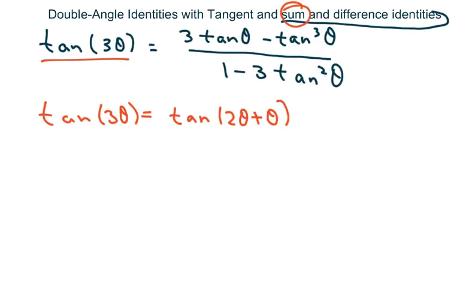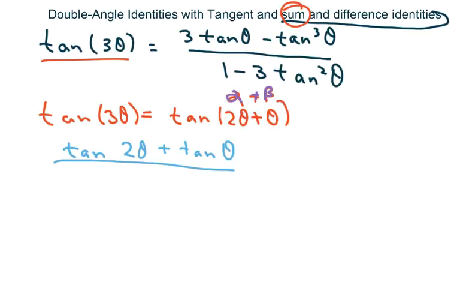And you should, like I said, on all of my videos, have the formula sheets out so you can kind of follow along. So that means this is your alpha and this is your beta. I'm going to use my sum formulas for that. I have tan of 2 theta plus tan of theta over, let me put that in parentheses, 1 minus tan of 2 theta times tan of theta.